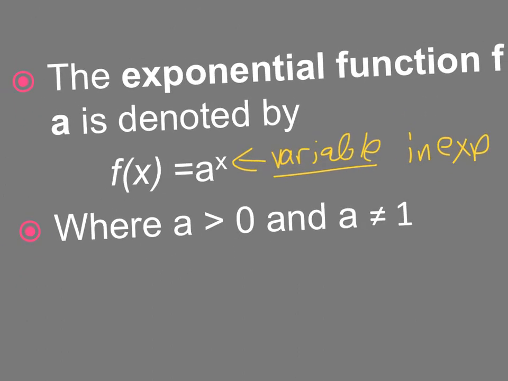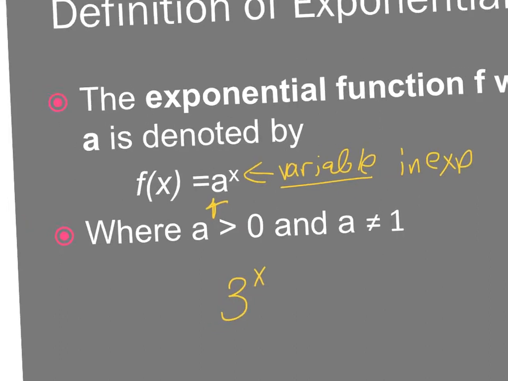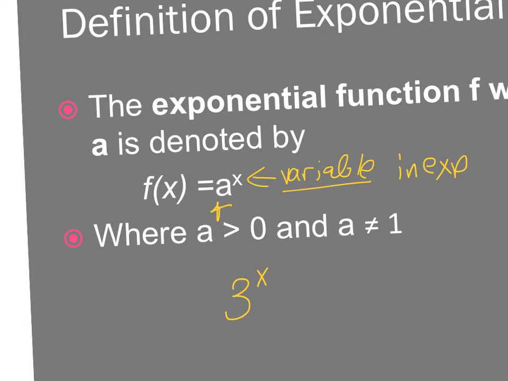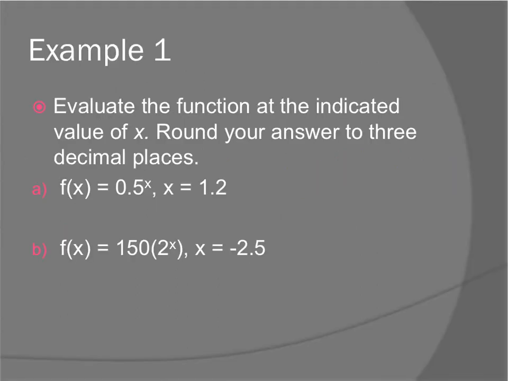What does it tell you about a? Greater than 0. Okay. It's not a negative number, and it's not just 1. So you'll have something like 3 to the x power. If you were to make a table of values, you would just plug in negative numbers, positive numbers for the x and see what you get. Right. That's an exponential function. And we'll talk about graphing them and all that stuff here in a second.